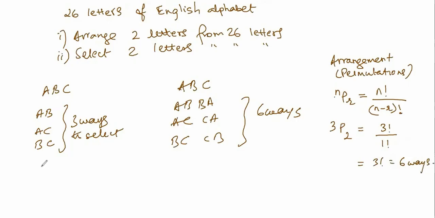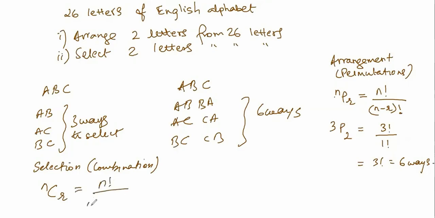And for selection, how many ways to select? It is combination. And for combination, we have the formula nCr. So there are n things given to you, and you are to select r things out of the n. So the formula is n factorial upon (n minus r) factorial into r factorial. So that r factorial comes in.